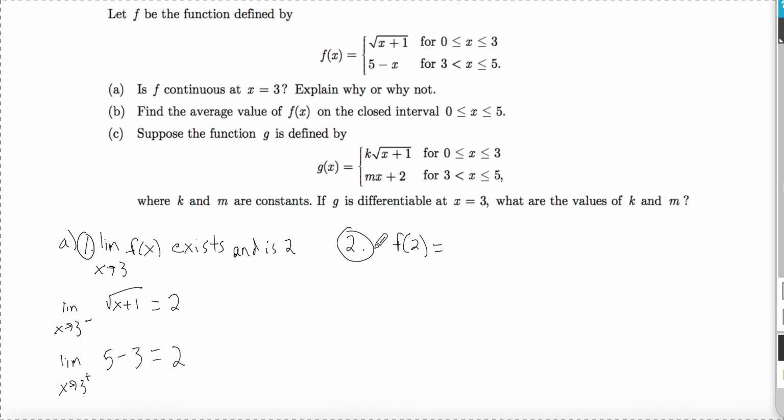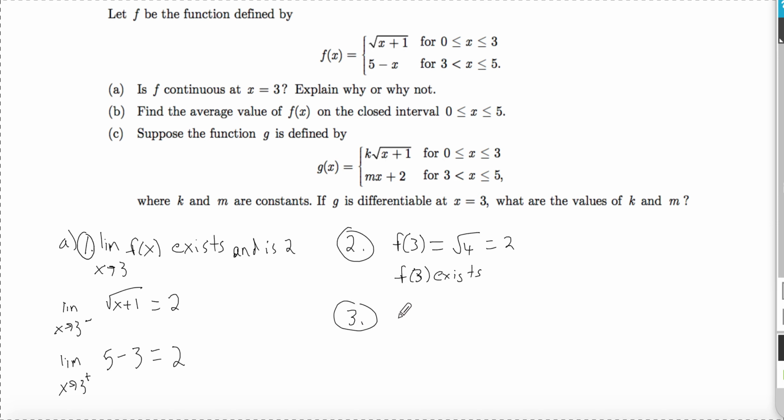F of 2. Let me look up here at my piecewise function. F of 2. Oh my gosh, I keep saying one thing, writing another. Or I keep saying the wrong thing. F of 3, because we're tracking continuity at 3. What is f of 3? F of 3, when I come up here, when x is 3, I would plug 3 into the square root of x plus 1. So that'd be the square root of 4, which is 2. So f of 3 exists. That's one of my criteria.